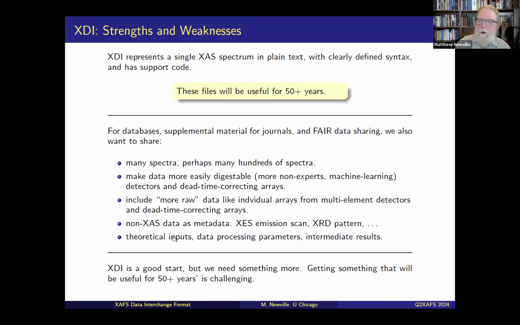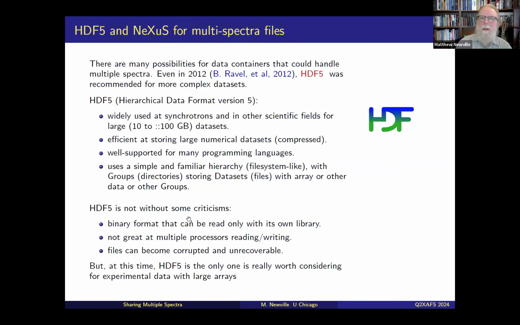So XDI is a good start for all of this, but we need something more, and getting something that's both more and going to be useful for 50 years is a bit of a challenge. There is a clear candidate, maybe not without weaknesses, for how to store multiple spectra, and that's HDF5. This is a container that can handle multiple spectra. And even in 2012, for the paper that Bruce was the lead author on, HDF5 was recommended for more complex data sets.